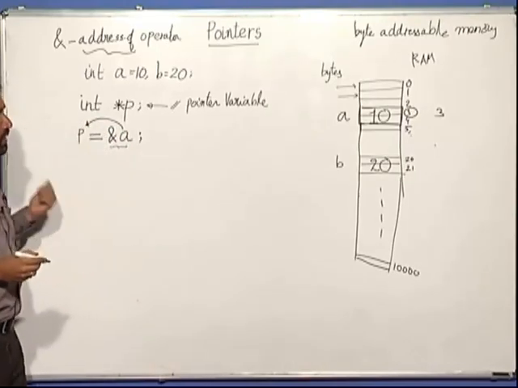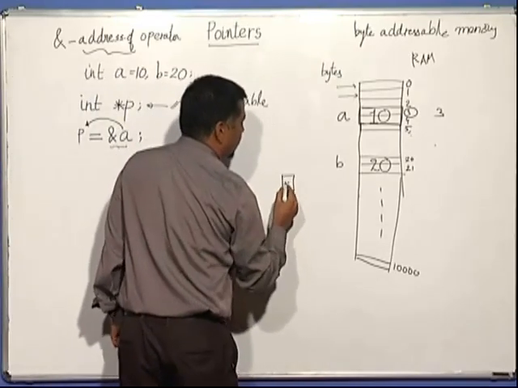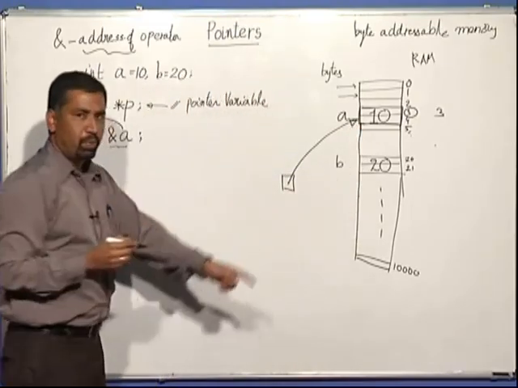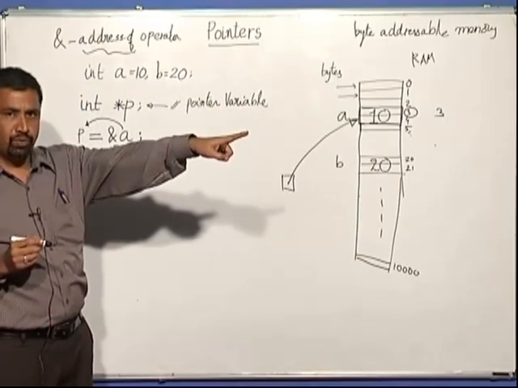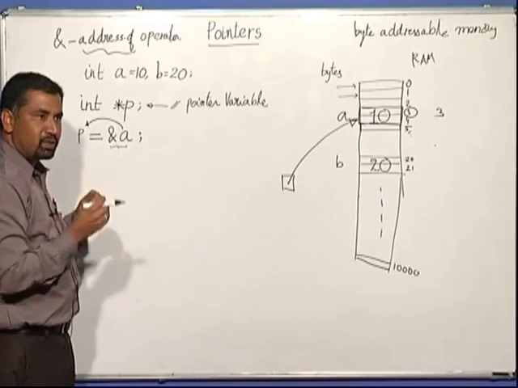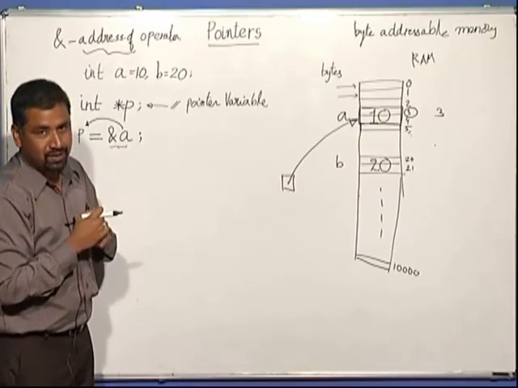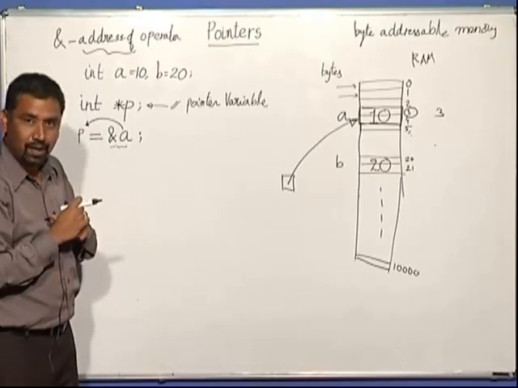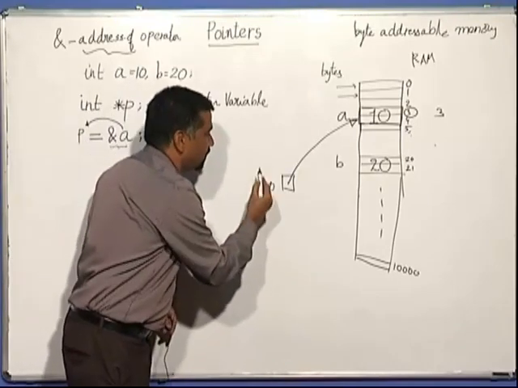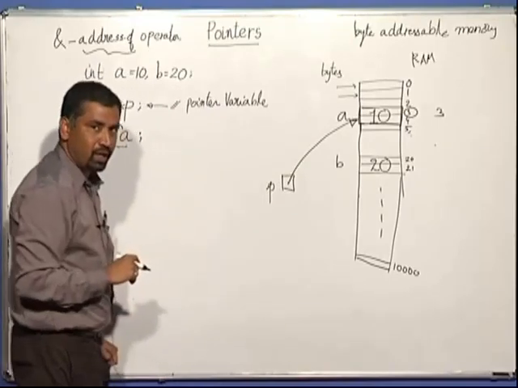So, if you can think of P as some pointer, now we say it points to A, look at the arrow. A pointer is always something which shows you the direction. So, what is P now? P is a variable which is holding the address. P knows where A is. P knows the address of A because it holds the address of A. So, in a way, if this is P, it is pointing to A.